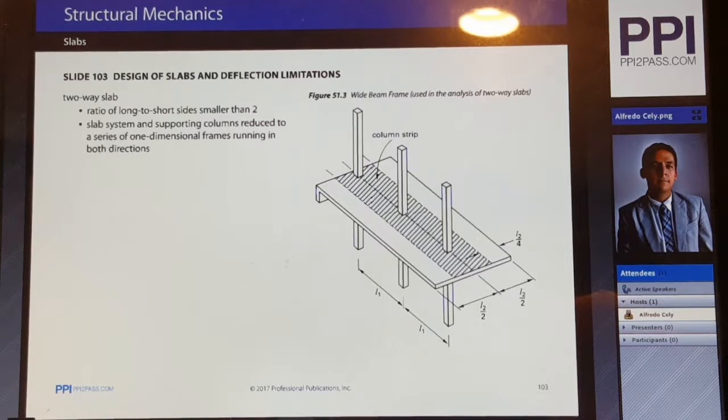Figure 51.2 of SERM has some examples of two-way slabs. Waffle slabs are used in large spans, up to about 30 feet, where drop beams are not structurally acceptable. Table 51.5 of SERM shows minimum thicknesses for slabs without interior beams.